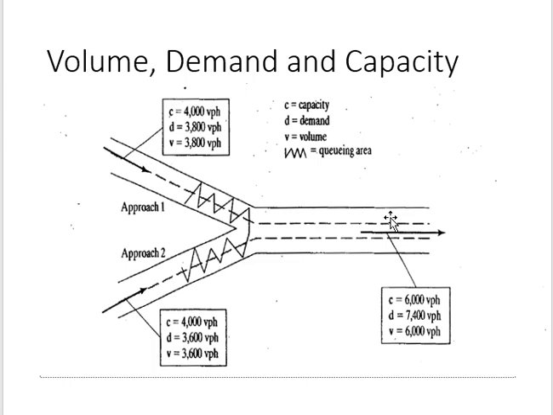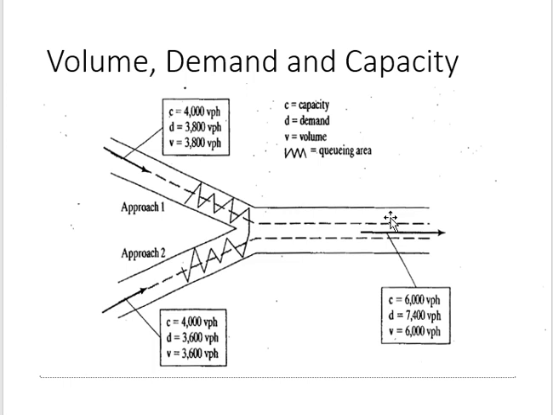How did I get 7,400? Demand of this, demand of this. This segment is a combination of these two, right? So demand of this and demand of this. Okay. But capacity is as per design. It's not as per demand. The capacity is what? 6,000.